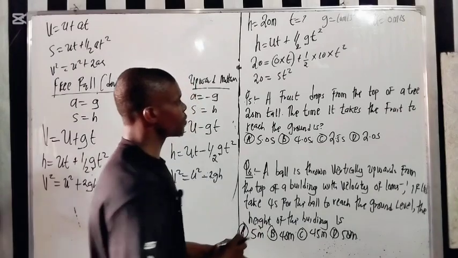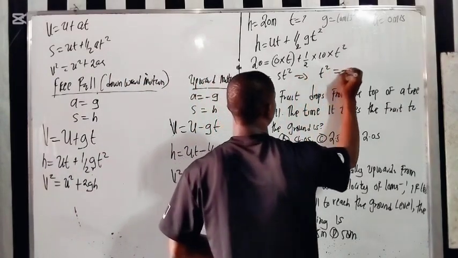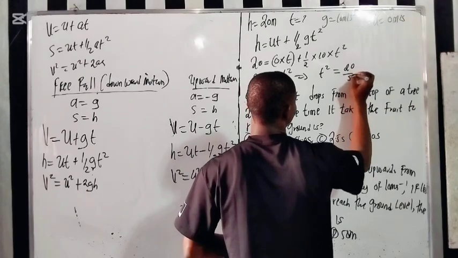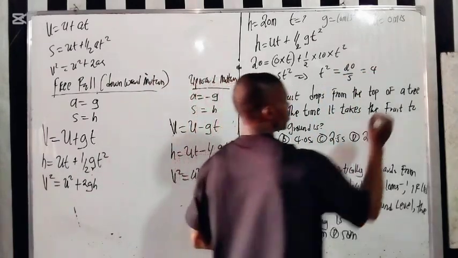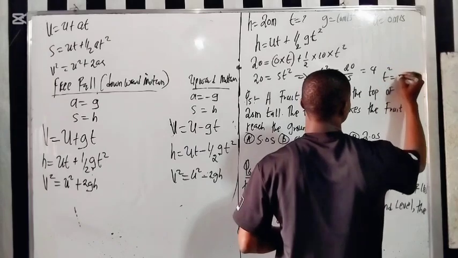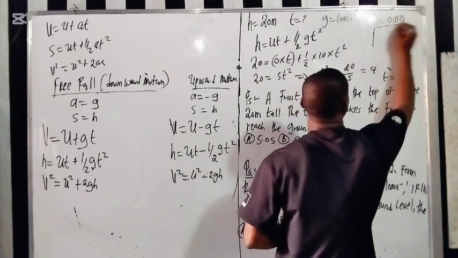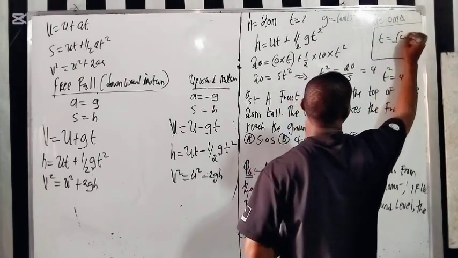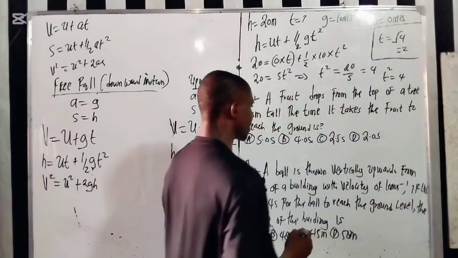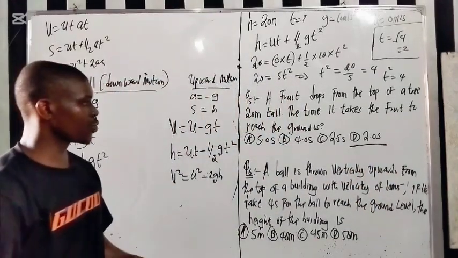Make t the subject of the formula here. So t squared equals 20 over 5, which is going to be 4, right? So t squared equals 4. So t equals the square root of 4, which is 2. So the answer is 2, which is D.